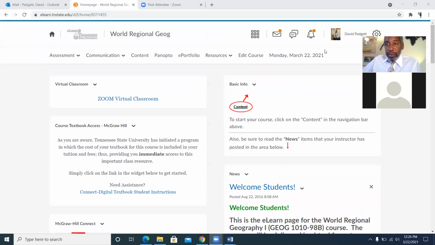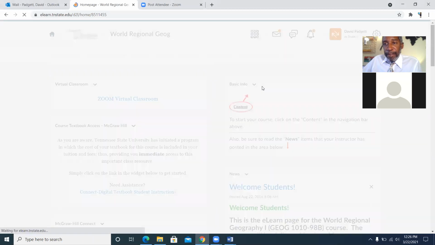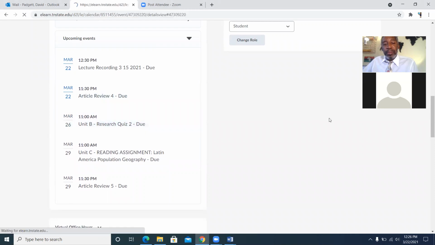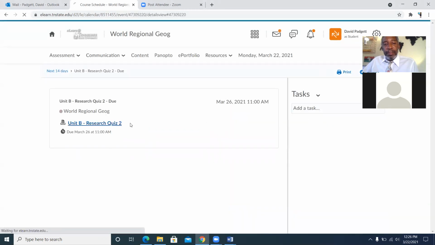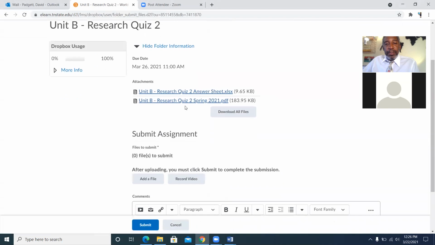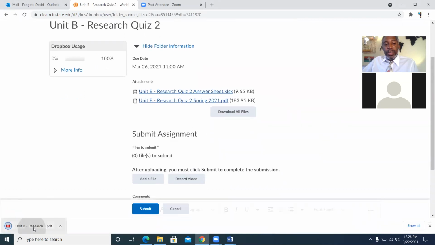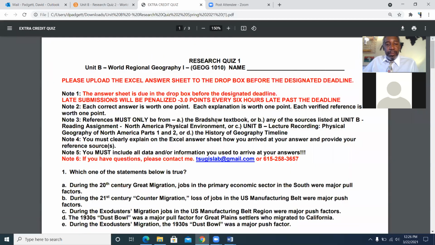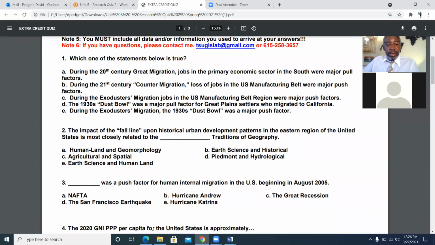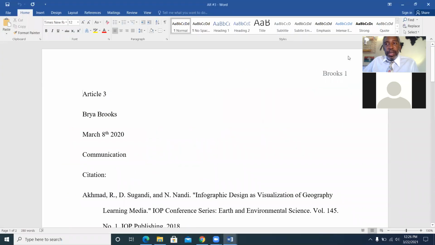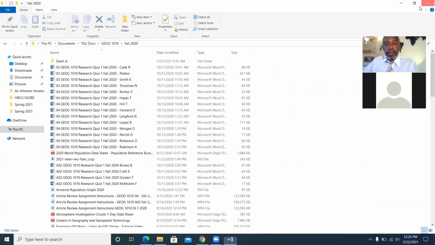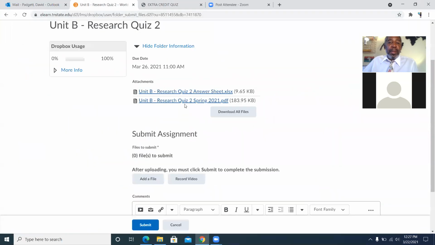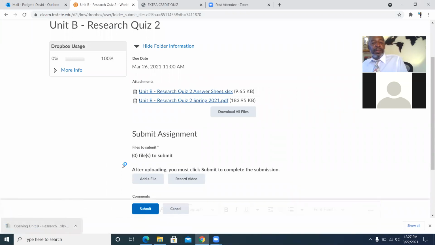So I'm going to go to student view. And here is research quiz 2. And it's the same process as the first research quiz, PDF. Here, you have your sources, answer the questions, and here's an answer sheet.